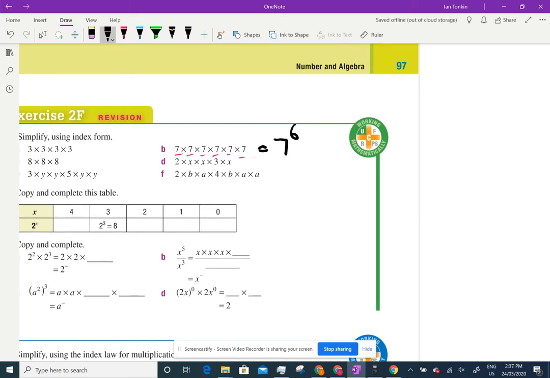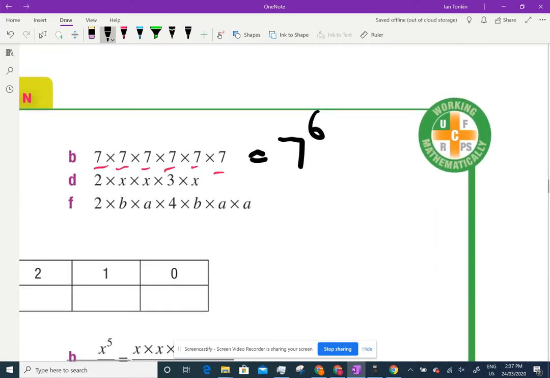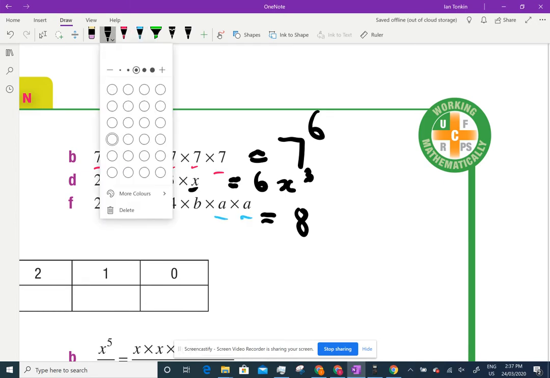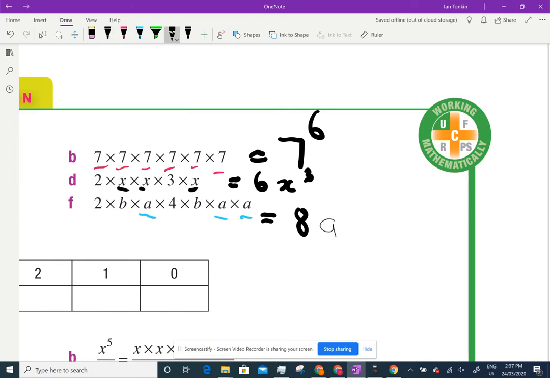Now remember, with your numbers, I'll make this a bit bigger, when you do these, you just multiply the numbers. 2 times 3 is 6, and I've got x. How many x's do I have? 1, 2, 3. Oh, x cubed. And here, 2 times 4 is 8, and I've got a couple of a's there. We'll do the a's first, alphabetical, a. So we're going to use a sharper pencil, a cubed. And I've got a b and a b. Oh, that's b squared. Hey, thank you.